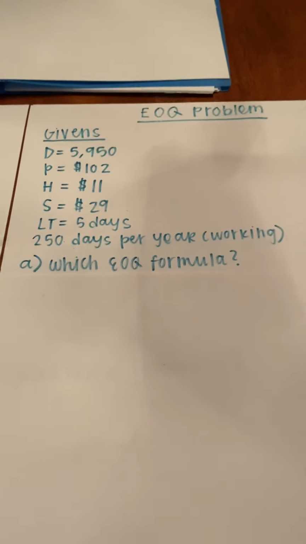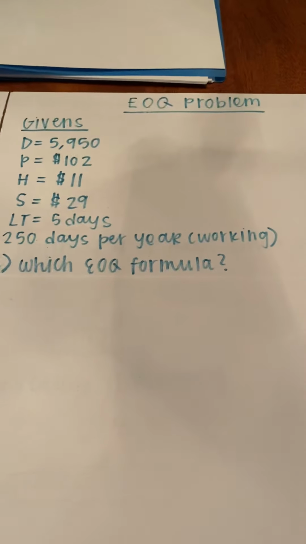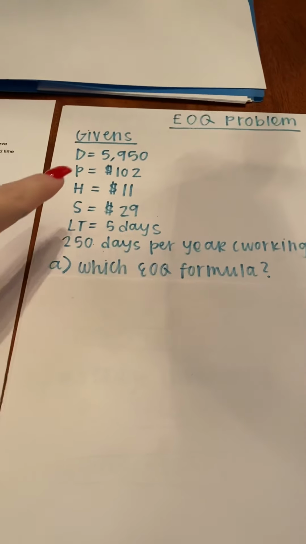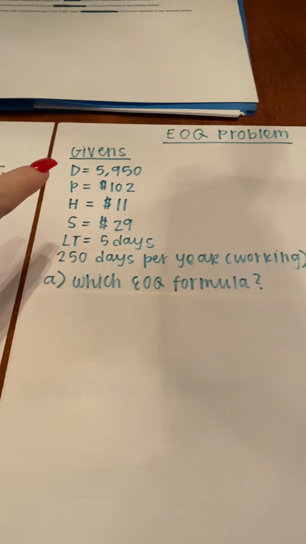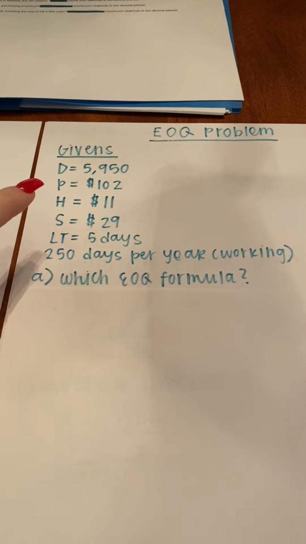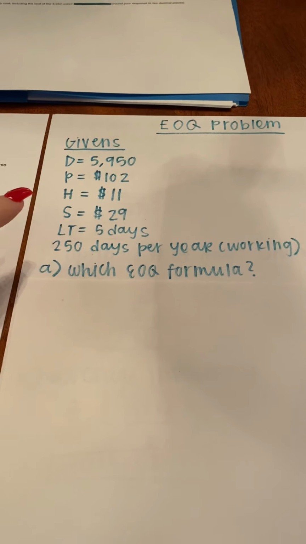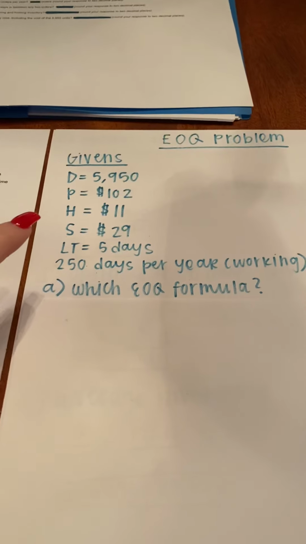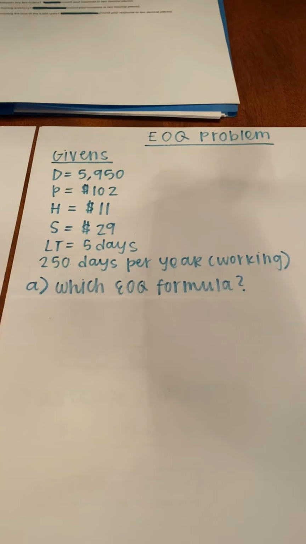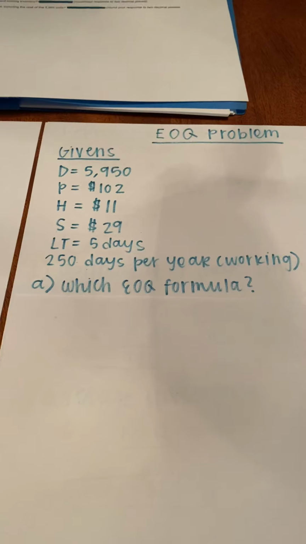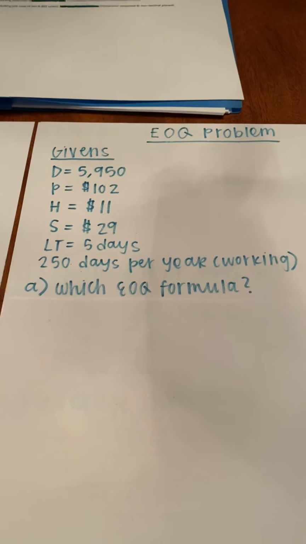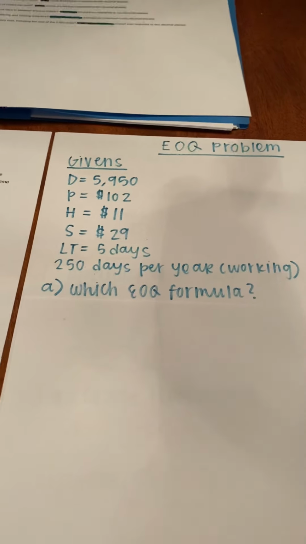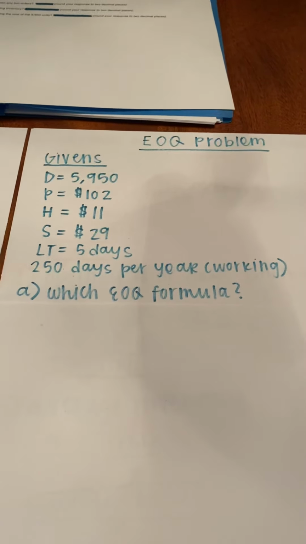So first of all, we need to go back through the problem and write down our givens. It said that the annual demand was 5,950 units, and the price for the goods was $102. The holding cost was $11 per unit, and the ordering cost was $29. It also mentioned the lead time being 5 days, and there are 250 working days per year. But we probably won't need the lead time, so it's probably just extra information.